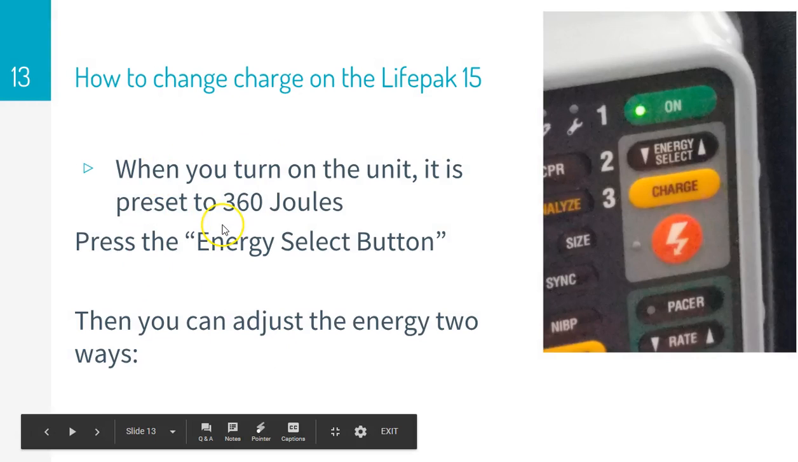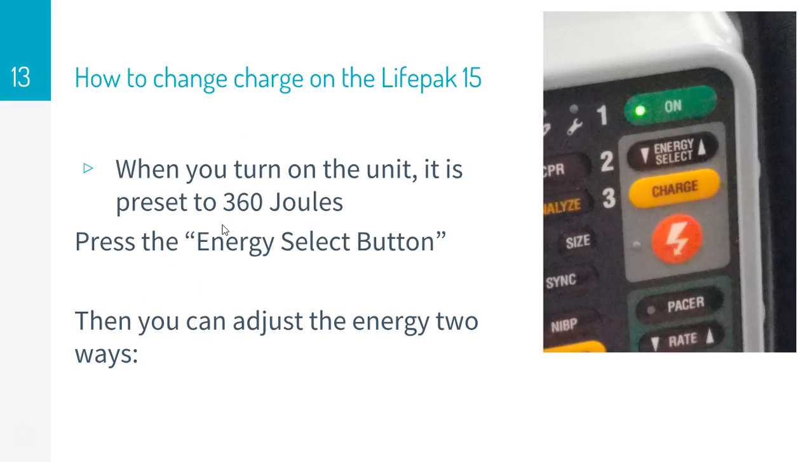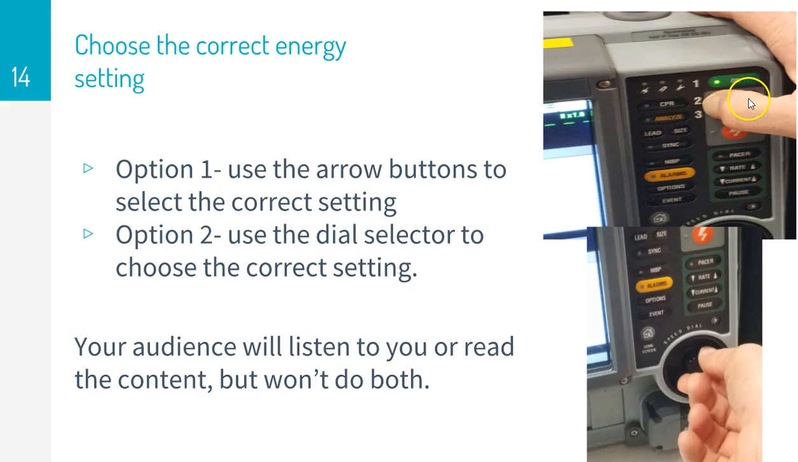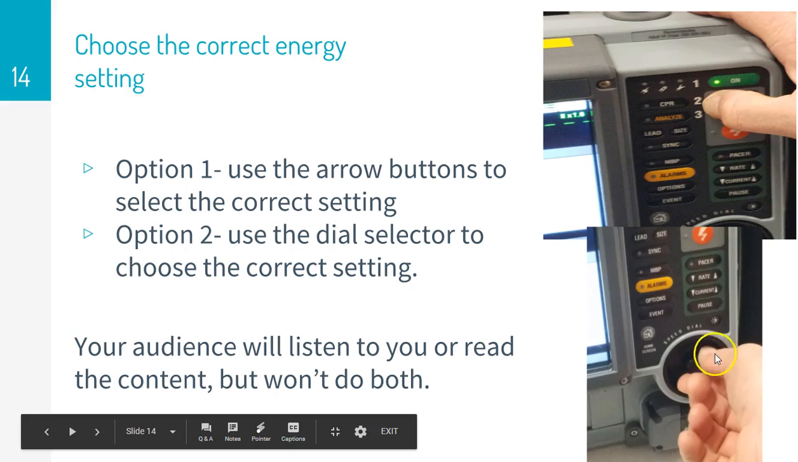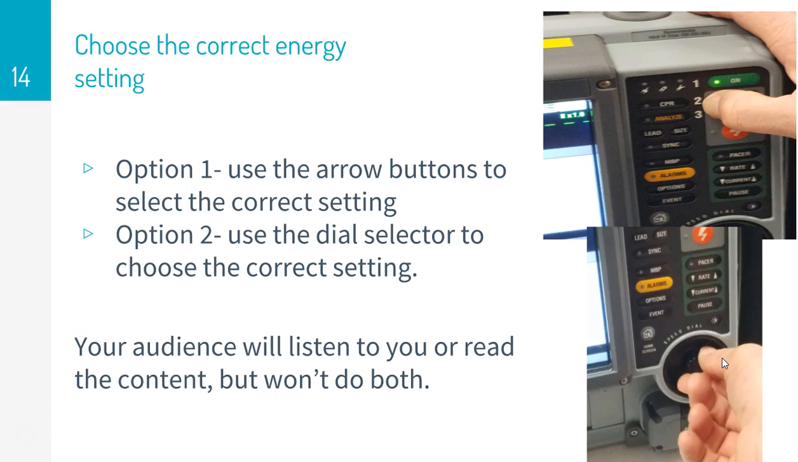When you turn your unit on, it always presets, or automatically goes, to 360 joules. To change the joules, push the energy select button found right underneath the on button. After that, you can change the shock energy in one of 2 ways. Either you can use the little arrows to go up or down, or use the dial to go up or down to find the correct setting.